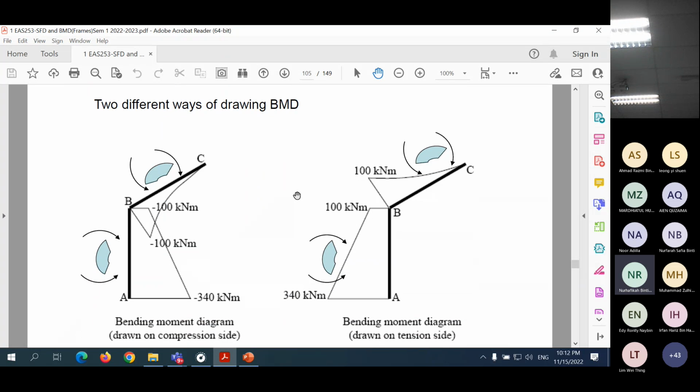Now, there are two different ways of drawing bending moment. What we're using here is the bending moment diagram drawn on the compression side. But there is also the bending moment diagram drawn on the tension side, where you just change this to the other side. It looks something like this. Okay. What we draw is this one.